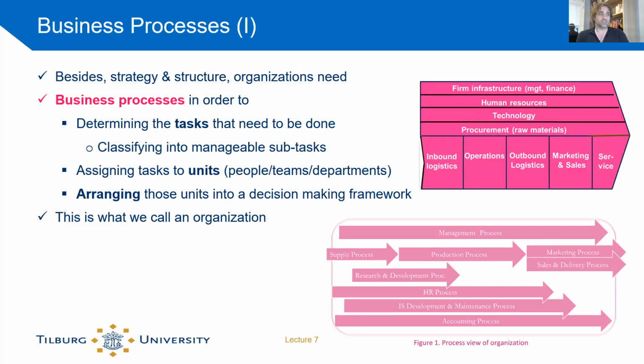So a business process is the task that we need to do. We classify those tasks into multiple manageable subtasks. We tell people or units to do those specific tasks, and then we arrange those tasks in a specific order. And that is the way we organize an organization.